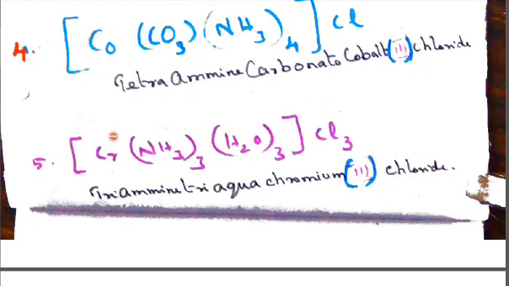The valency is 3 plus, so we mention Roman numeral III. The counter ion number should not be counted, so it is only chloride. So triammine, triaqua, chromium, Roman numeral III, chloride.